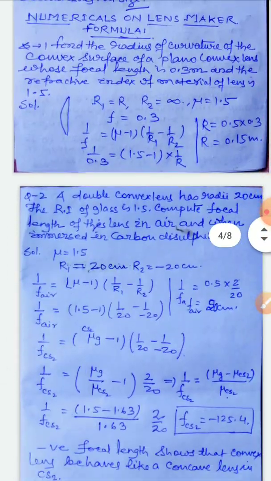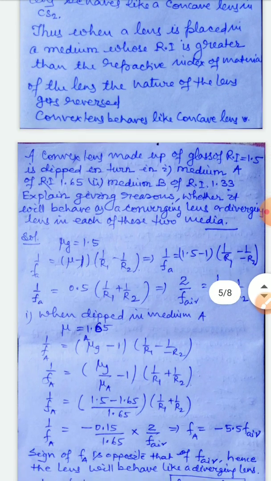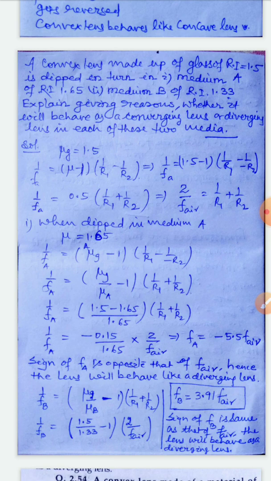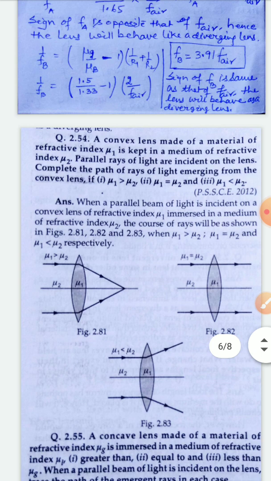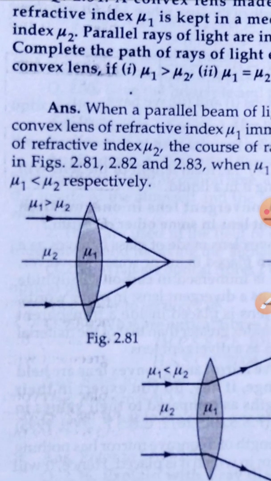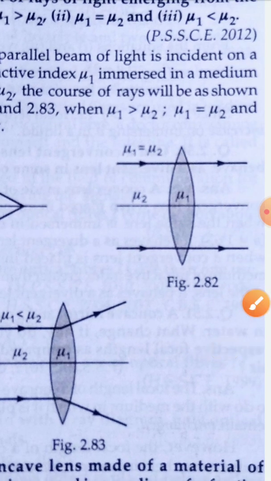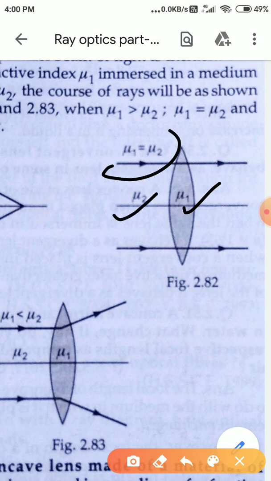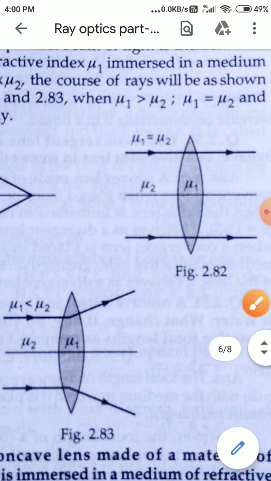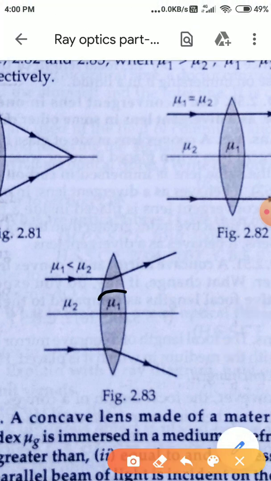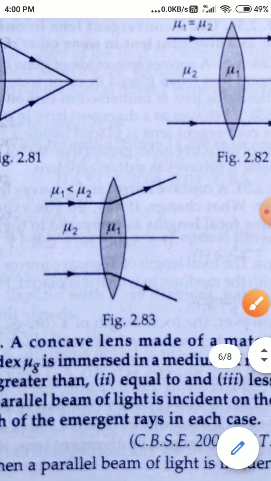One more question is question 1.2, this is also a similar question. Now here you can see the refractive index of the material of the lens is greater than the refractive index of the medium. Convex is behaving like a converging lens. But here the refractive index of the material of the lens is equal to the refractive index of the medium. No refraction is taking place. And here the refractive index of the material of the lens is less than the refractive index of the medium. The nature of the lens gets reversed. Convex is behaving like a concave, diverging lens. A converging lens behaves like a diverging lens. Very important.